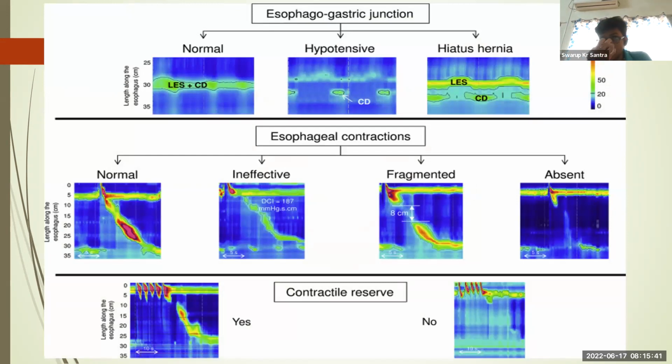Here are some graphical presentations of EPT of some normal and abnormal features. The esophagogastric junction can be classified into 3 types, basically type 1, type 2, and type 3. When the lower esophageal sphincter and pleural diaphragm overlap each other, then it is normal. This is the picture. In type 2, the pleural diaphragm and lower esophageal sphincter are apart, and the gap is less than 2 centimeters. And in case of hiatus hernia or some others, where the lower esophageal sphincter gives one pressure zone and the pleural diaphragm gives another zone, this gap is more than 2 centimeters. This is type 3 esophagogastric junction. Some normal, ineffective, fragmented, and absent esophageal contractions are also shown here.